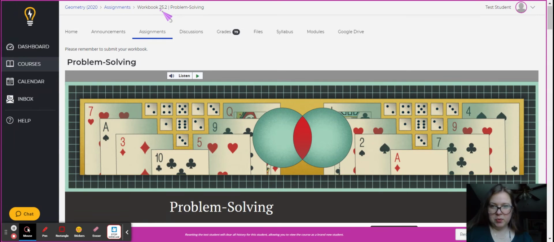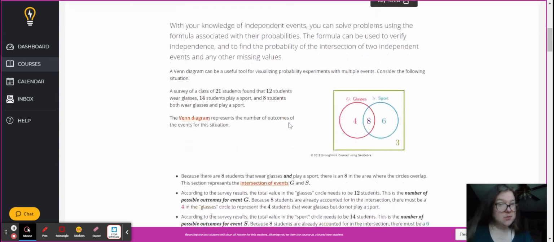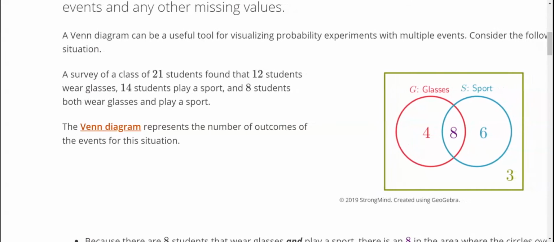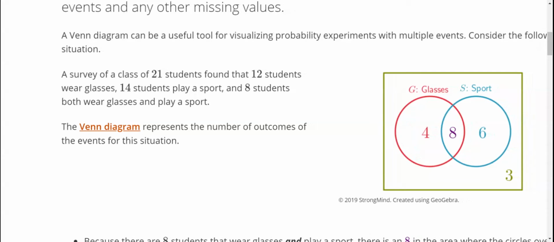Okay, welcome. This is Workbook 25.2 in 5 minutes or less. This is on problem solving. This one's a little bit more tricky because it gives us all this information and we have to figure out where it goes. So notice this paragraph right here. It says a survey of a class of 21 students found that 12 students wear glasses, 14 students play a sport, and 8 students both wear glasses and play a sport.